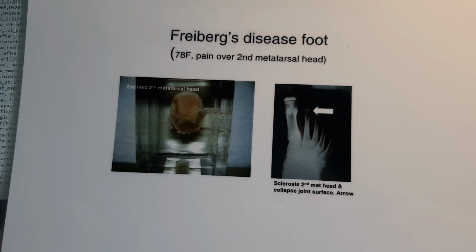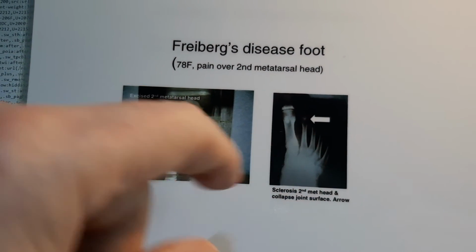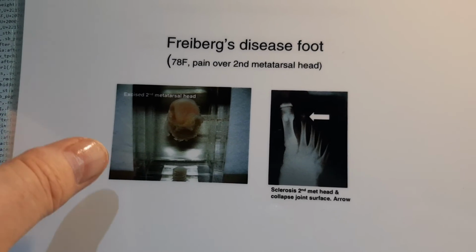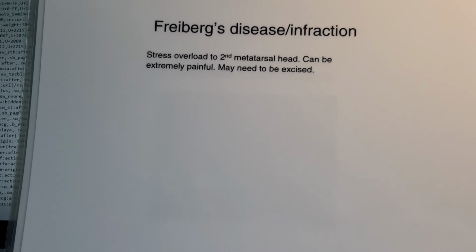Freiberg's disease, it's avascular necrosis, second metatarsal head. Read it carefully, don't miss it when the case turns up. It can be in young teenagers as well.